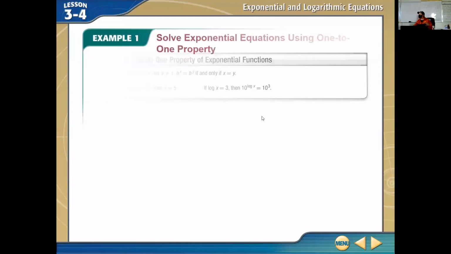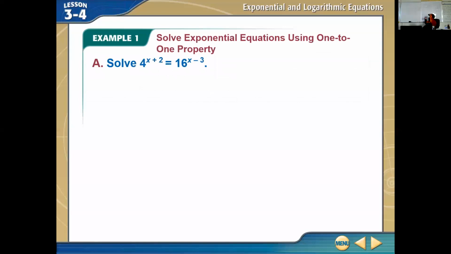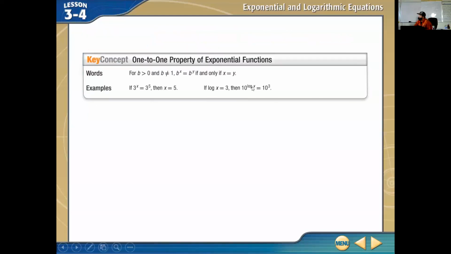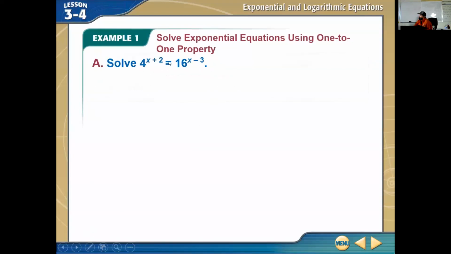All righty, let's use this bad boy. Okay, so solve exponential equations using a one-to-one property. So we have solve 4 to the power of x plus 2, which is equivalent to 16 to the x minus 3. One thing you had to pay attention to on your one-to-one property is it only works if you have the same base, right? So we're going to have to manipulate this 16 to get it in the base of 4. Well, how does 4 relate to 16? 4 squared is 16. So I'm going to end up replacing this 16 with 4 squared.